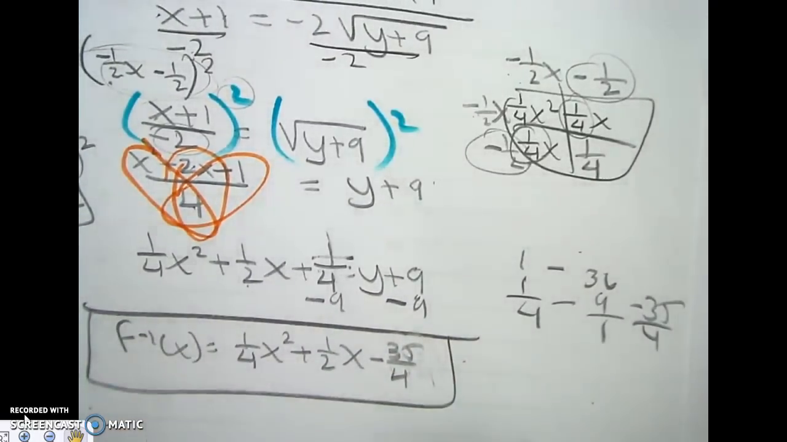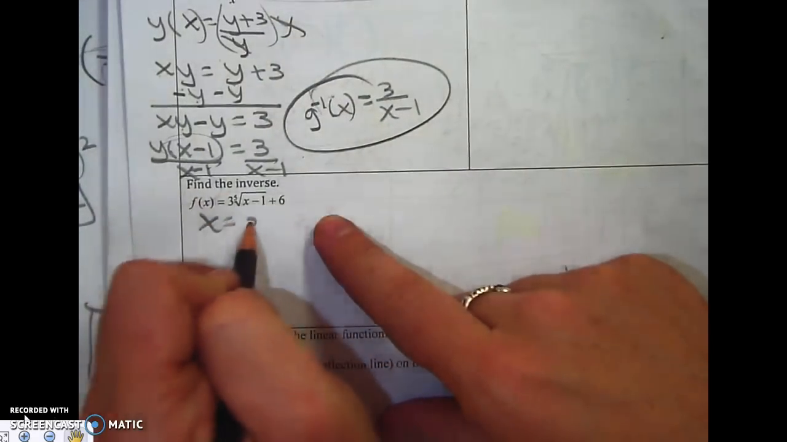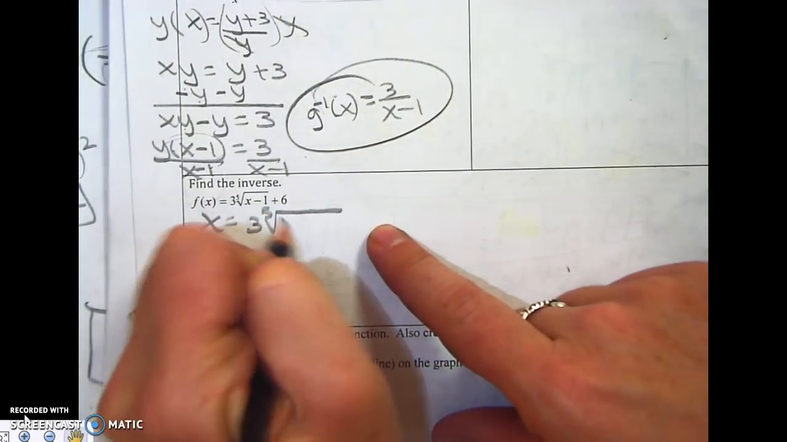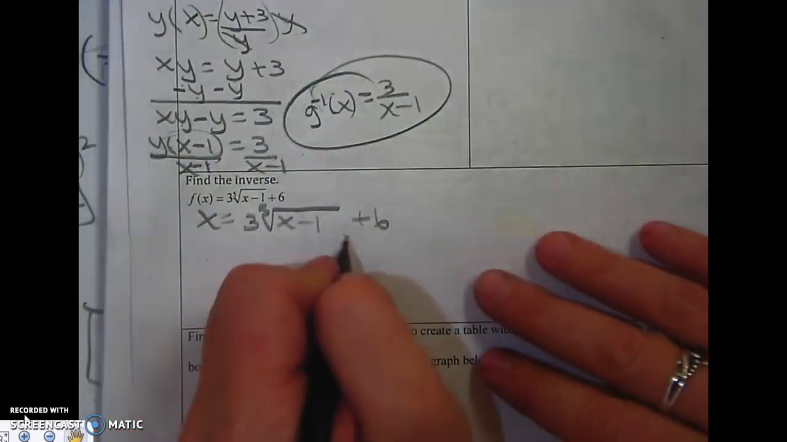And that's my inverse. I'm obviously not going to have you graph it, okay? All right. Let's go to the next one. Find the inverse. Switch the x and the y. Okay. Now what I'm going to do is subtract 6.